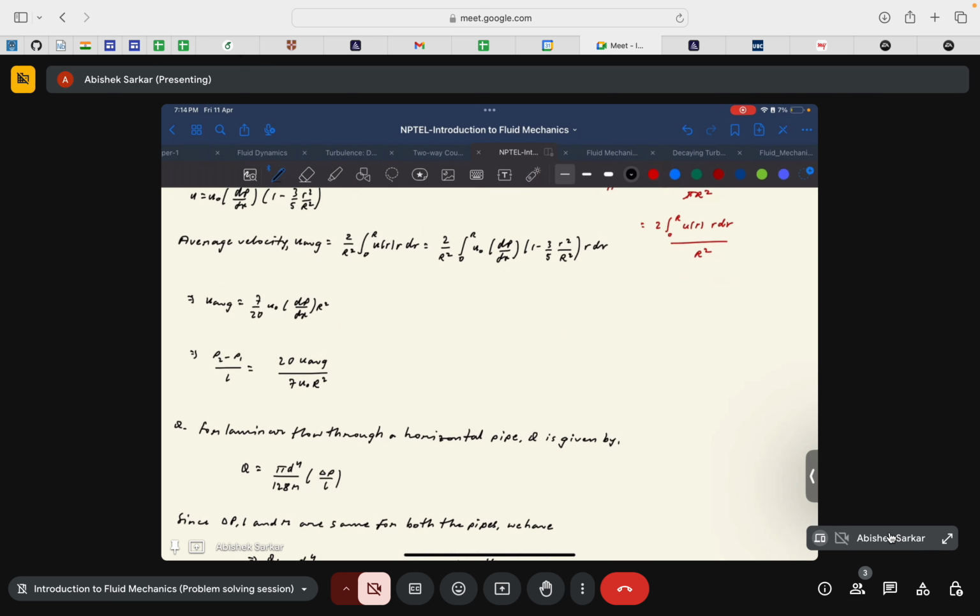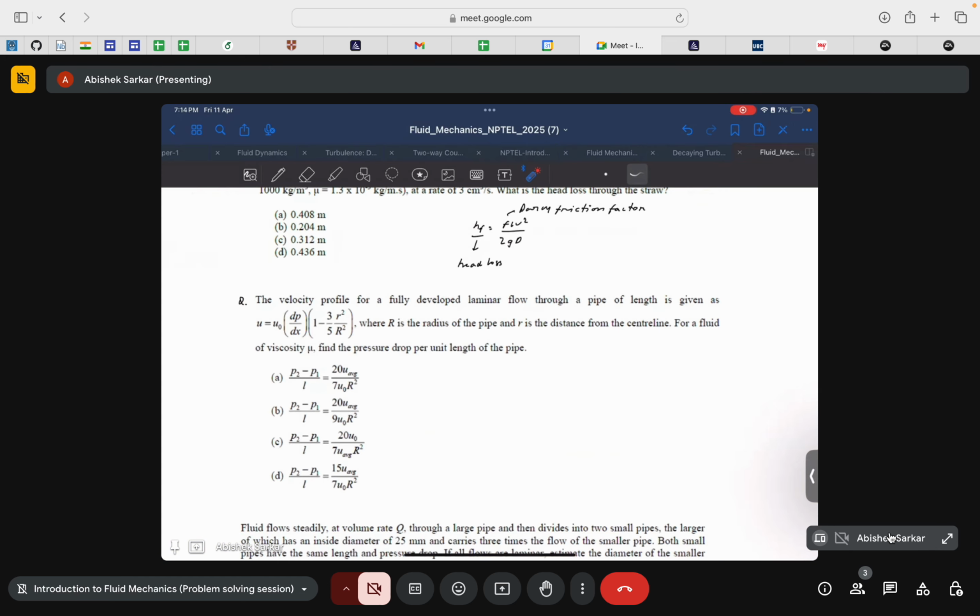You'll see that you are getting a pressure gradient term on the right hand side. It is asked to find the pressure drop per unit length, so you can write this as P2 minus P1 by L. Take all these terms to the left hand side, and you will have P2 minus P1 by L, the pressure drop per unit length, as 20 times u average divided by 7 u naught by R square. That's what we got. So the answer would be this one, option number A.